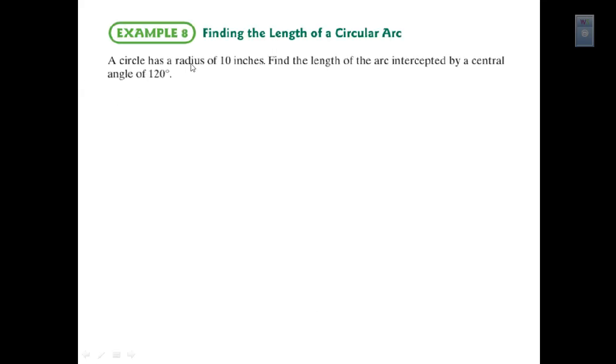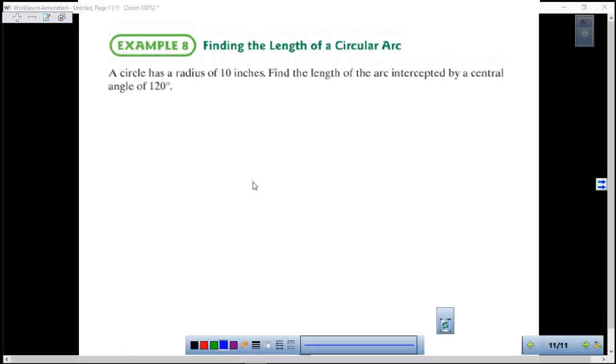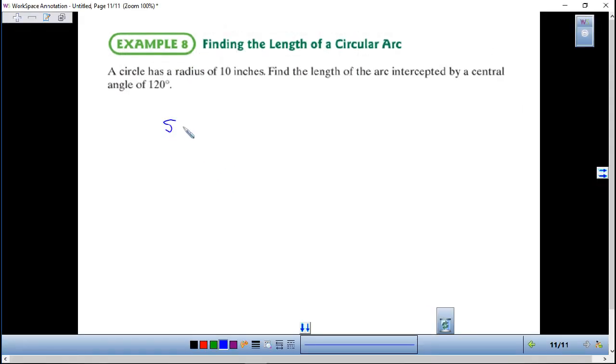Alright, so a circle has a radius of 10 inches. Find the length of the arc intercepted by a central angle of 120 degrees. So, if we write down our equation and start plugging things in, then we end up with 120, but remember, this has to be in radians, so we actually have to convert this first.